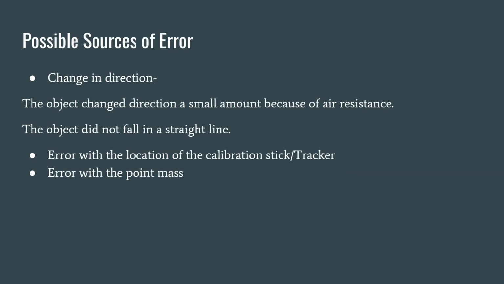So possible sources of error: change in direction, so maybe the object changed direction a small amount in the air, or it didn't fall in a straight line. But the most likely error is error with the location of the calibration stick or tracker, and then error with point mass.